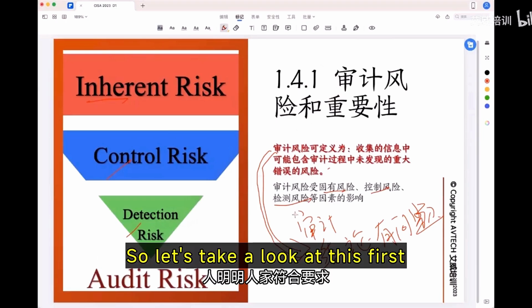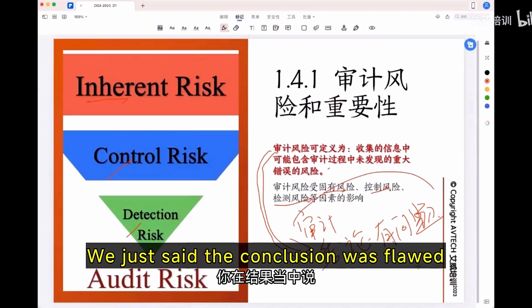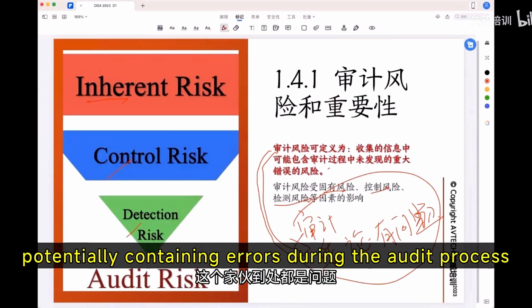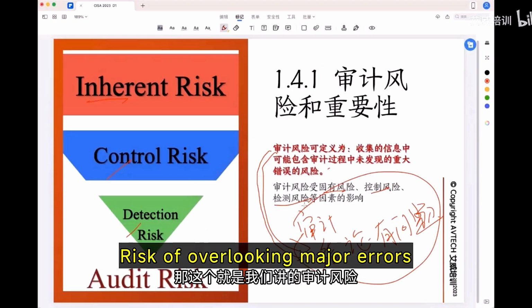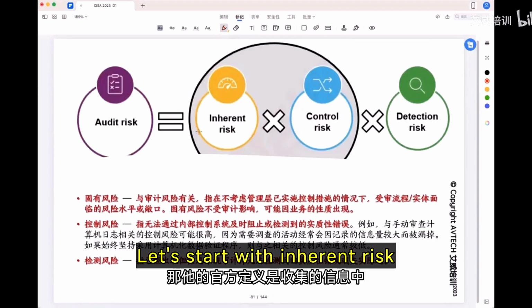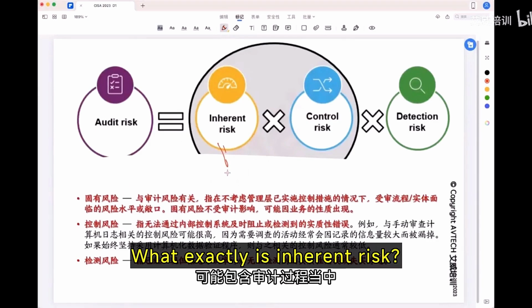So let's take a look at this first. We just said the conclusion was flawed. The official definition relates to the collected information potentially containing errors during the audit process. Risk of overlooking major errors. Don't you think? How's that related? Let's start with inherent risk. What exactly is inherent risk?